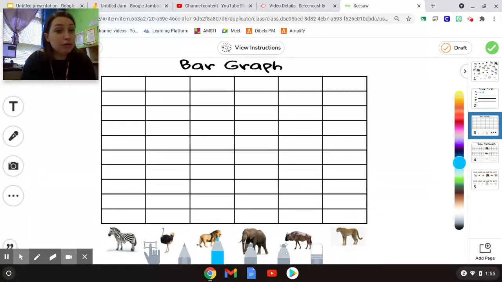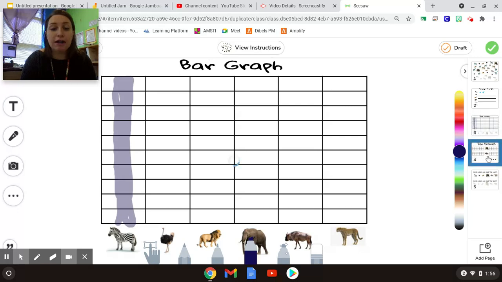So I go to zebras and I would fill in 10 squares. I'm not going to color them right now, but I'm going to show you what it would look like. So 10 would be 1, 2, 3, 4, 5, 6, 7, 8, 9, all the way up to the top, 10. All right, so then I can draw my bar, and then I could color it in. And it's not perfect, but it's okay.